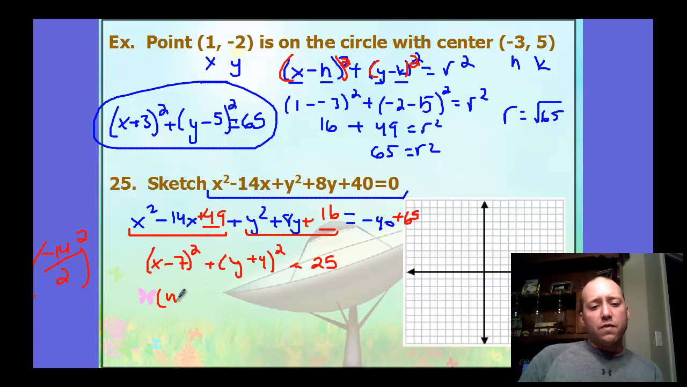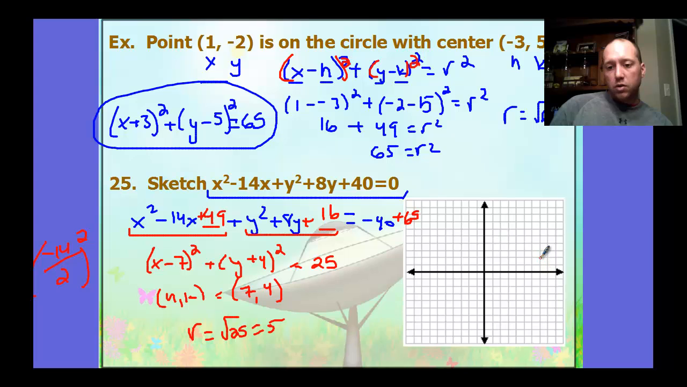And so now I have it in standard form. So we have our h, k value, which is going to be 7, -4. And we have our radius, which is the square root of 25, or 5. So that helps us. Now we can sketch a graph of it. Let's first plot our center, 7, -4. And then our radius is 5, so go 5 in every direction, usually the vertical or horizontal. It could be out here, and then you just draw the best you can a circle going through those points.